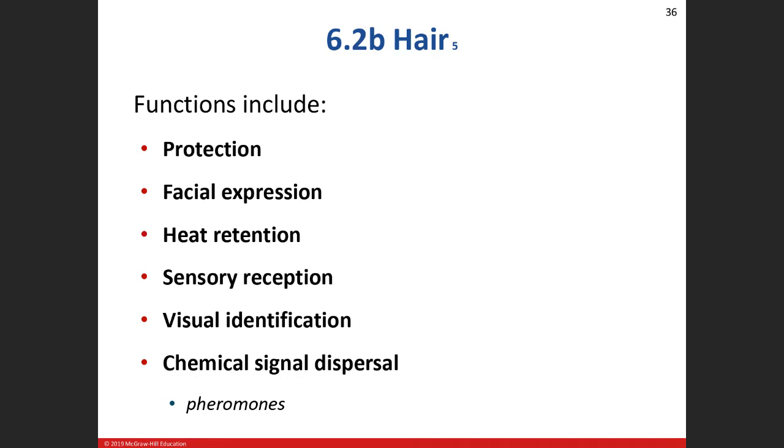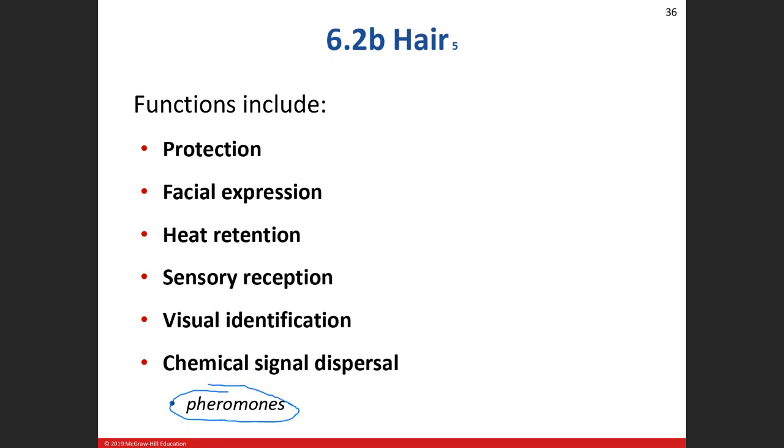Sensory reception. You can feel the wind blowing slightly if it moves the hair on your arms and on your head and on your face, because you have those sensory receptors in close proximity to the hair follicles there. Visual identification. If my hair is all gray, do you think I'm 20 years old? No. You think that I'm probably older. If I have white hair or gray hair, you're going to think that person's a little bit older. And if my hair is all one color, usually you think I'm a little bit younger.